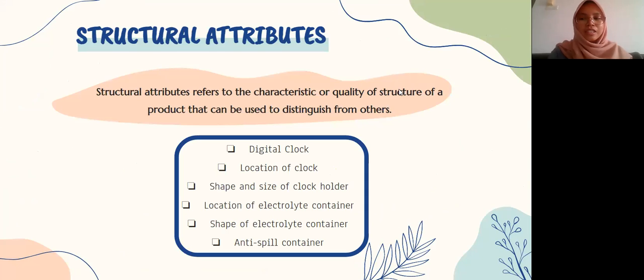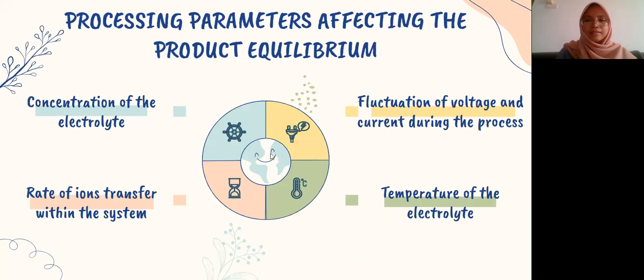Next I will explain the structural attributes. Structural attributes refer to the characteristic or quality of the structure of a product that can be used to distinguish it from others. There are a few structural attributes for our product. First is the digital clock, second is the location of the clock, third is the shape and size of the clock holder, the location of the electrolyte container, the shape of the electrolyte container, and the anti-spill container. So I pass to the next presenter.